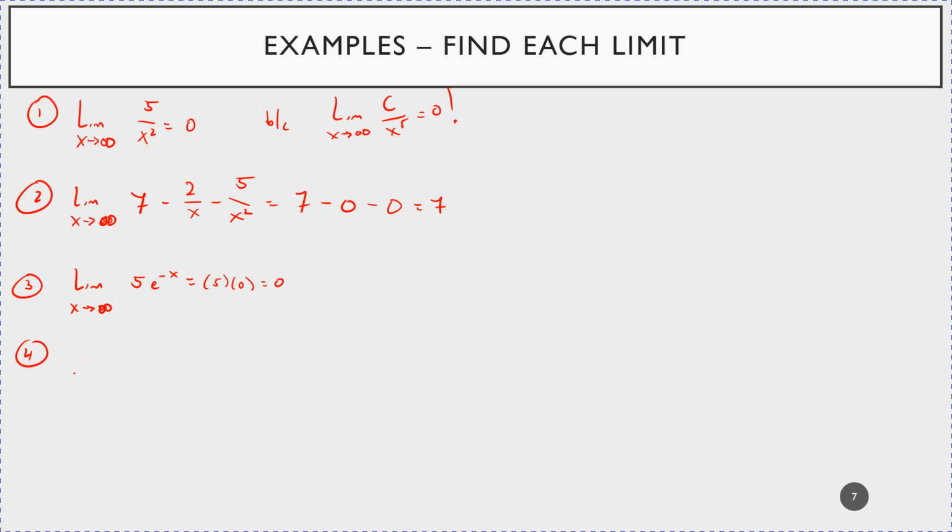Now let's try this one. Let's look at the limit as x goes to negative infinity of 7e to the x plus 3 over x.